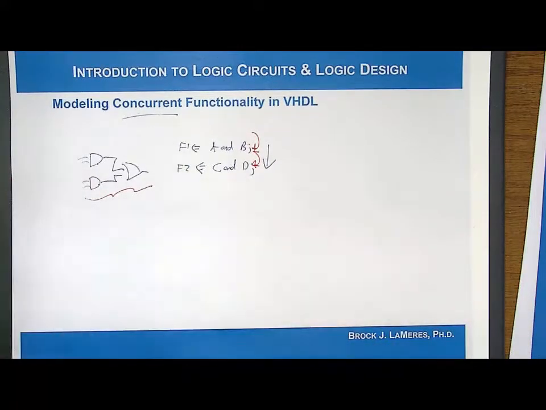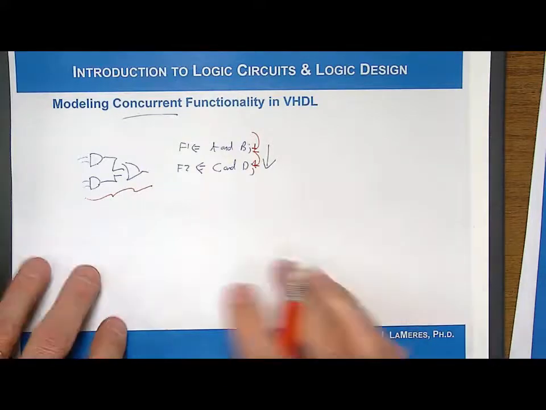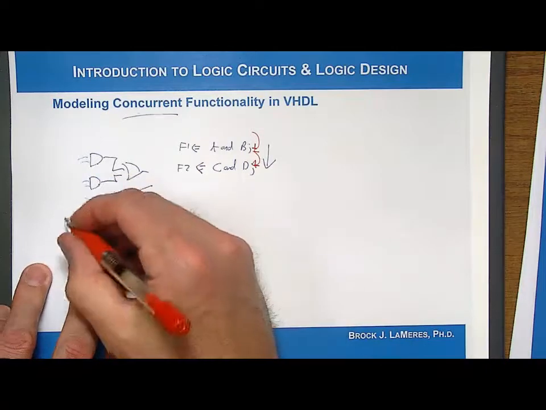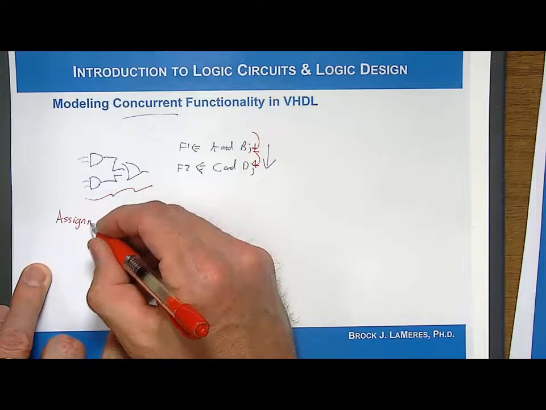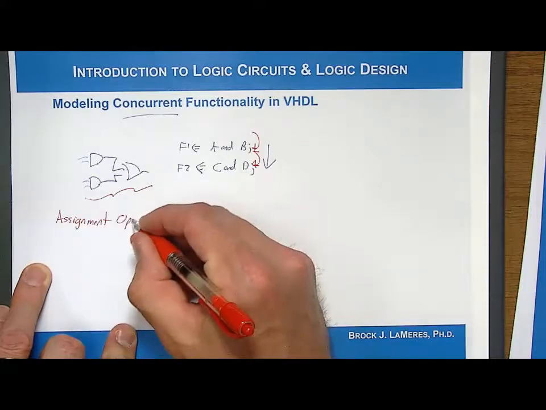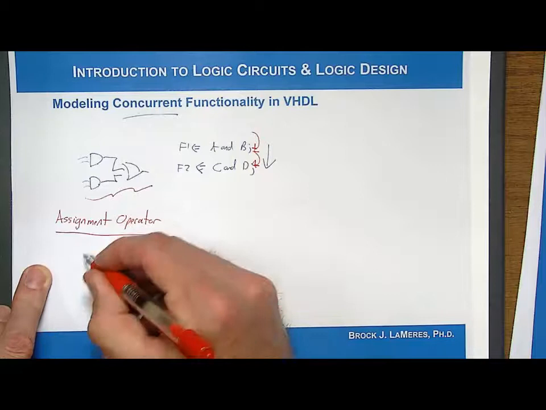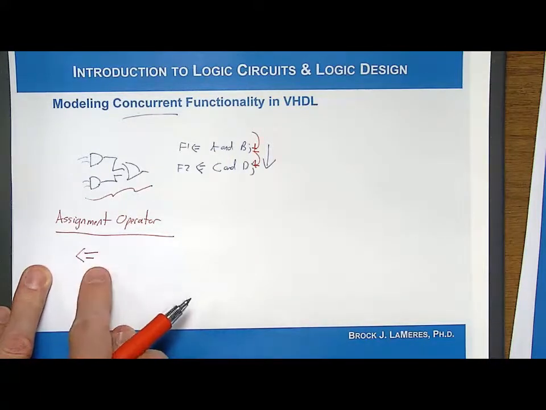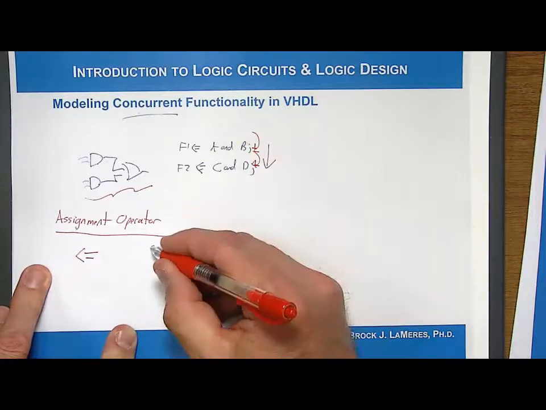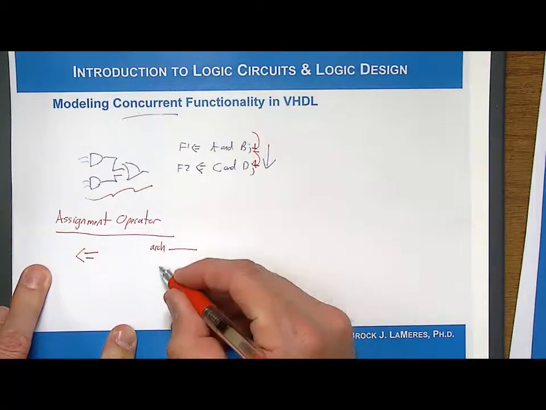So that's what we're going to look at, some modeling techniques in order to model combinational logic. So the first thing that we need is an assignment operator. This is a signal assignment operator, and it is the less than symbol and the equal sign. So this is the assignment operator, and when this just occurs after the begin statement, it's known as a concurrent signal assignment. So for example, remember we have the architecture and then we have the begin statement.